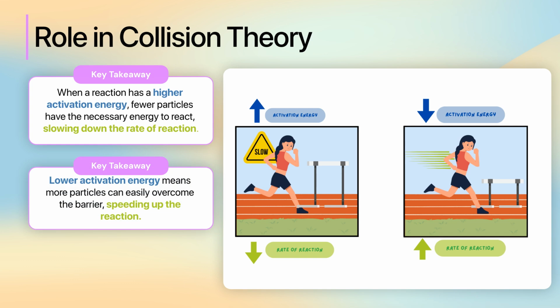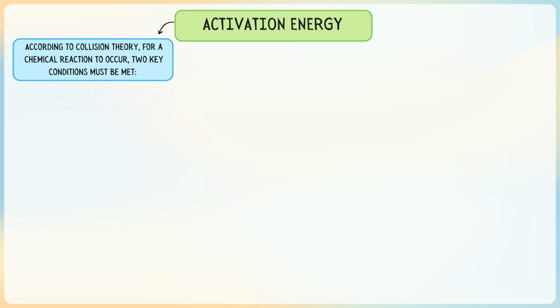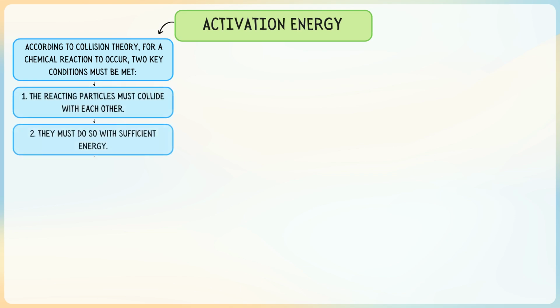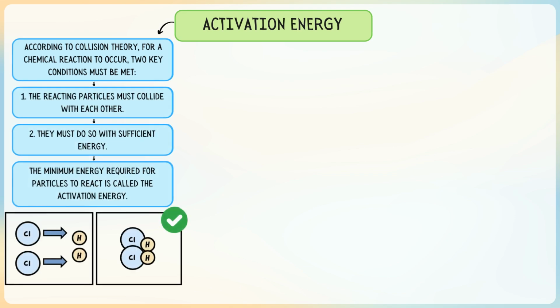In today's lesson, we delved into the concept of activation energy and its significance in collision theory. We learned that for a chemical reaction to occur, particles must collide with enough energy, known as the activation energy. This activation energy acts as an energy barrier that particles must overcome for a reaction to proceed, similar to cars needing enough speed to get over a hill.